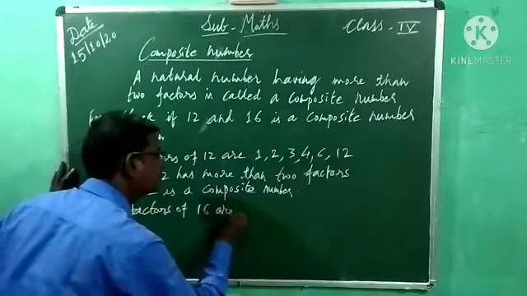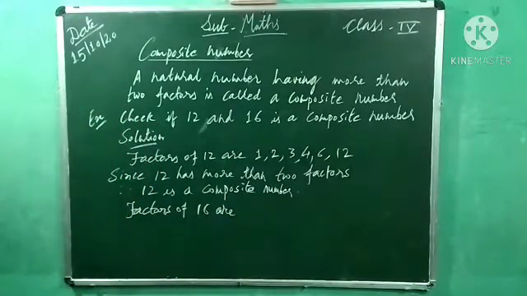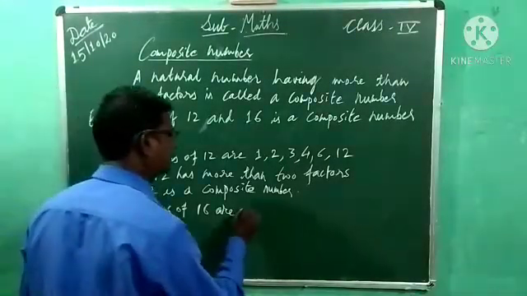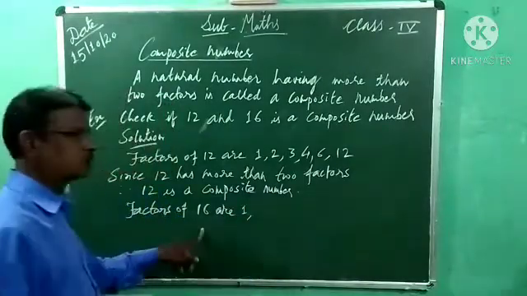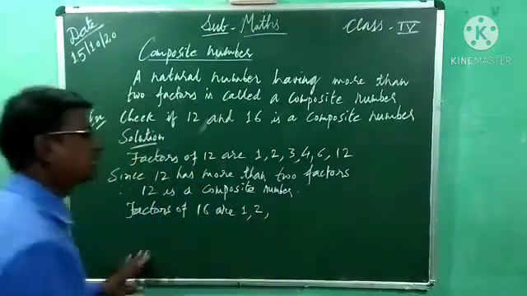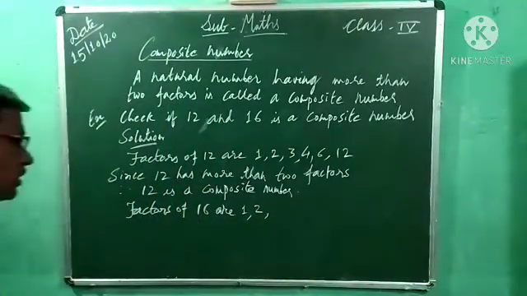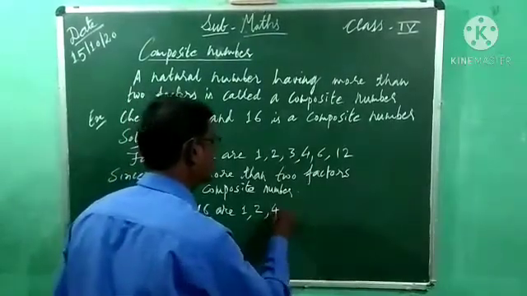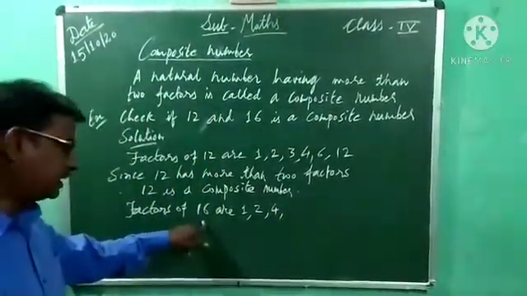What are the factors of 16? Let's find the factors of 16. In the 1 table we get 16, 1 into 16. In the 2 table, 2 eights are 16, okay, 2 also. In the 3 table we are not getting 16. 4 fours are 16, yes, 4. In the 5 table we are not getting 16.